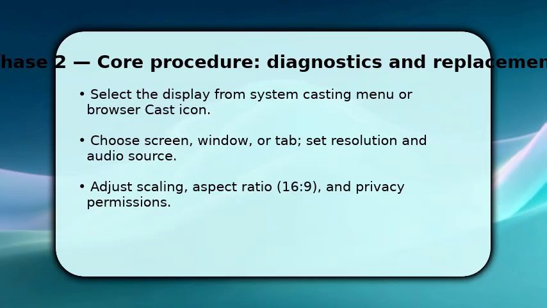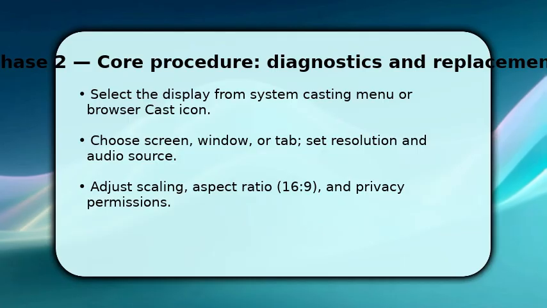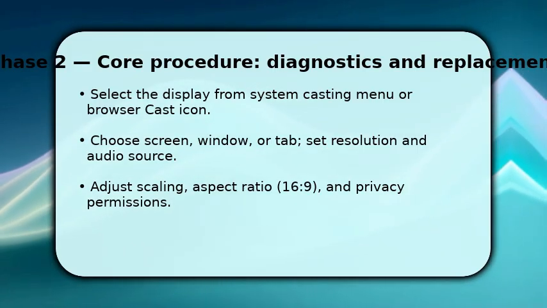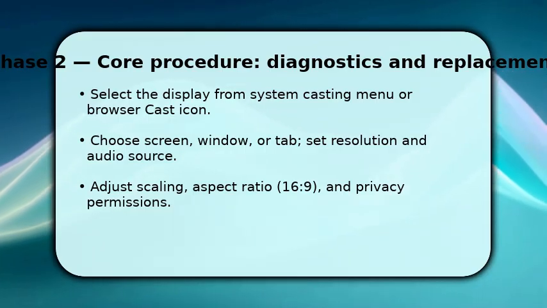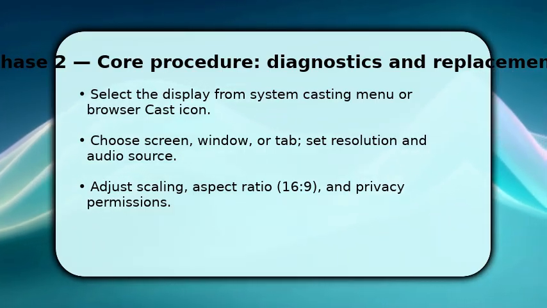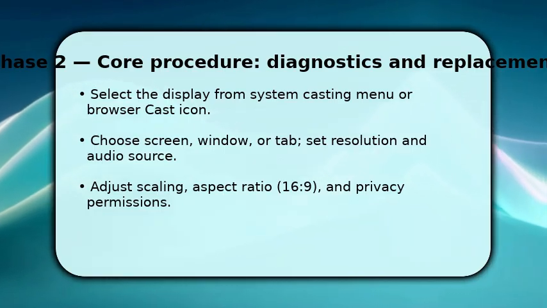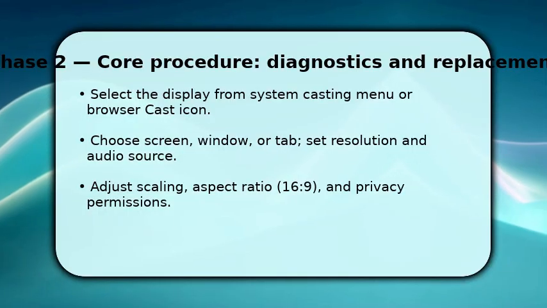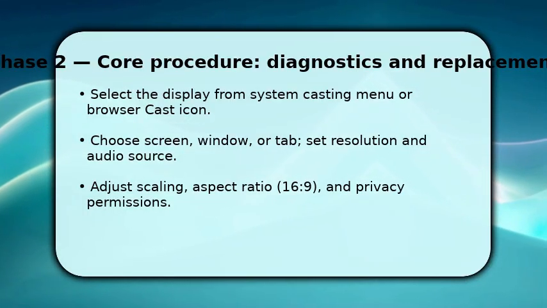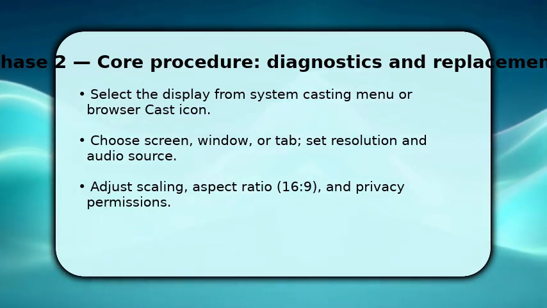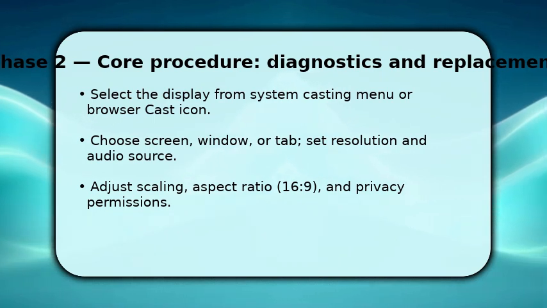Now continue by making the actual connection and fine-tuning settings. From the system tray or browser cast icon, pick the display you want to use. Once connected, choose whether to share the entire screen, a specific window, or only a browser tab. Each has trade-offs for performance and privacy. Then set the resolution and audio output so video and sound match. If available, prefer native resolution and 16:9 aspect ratio to avoid stretching. Finally, confirm permissions to allow microphone or clipboard access when needed.